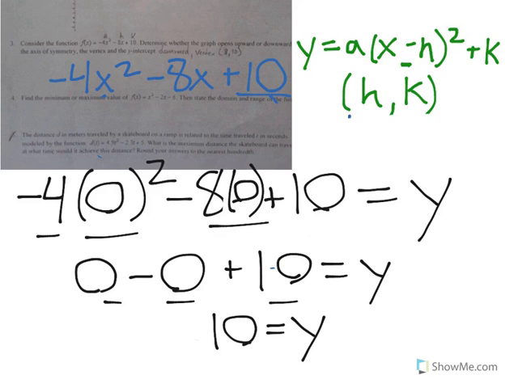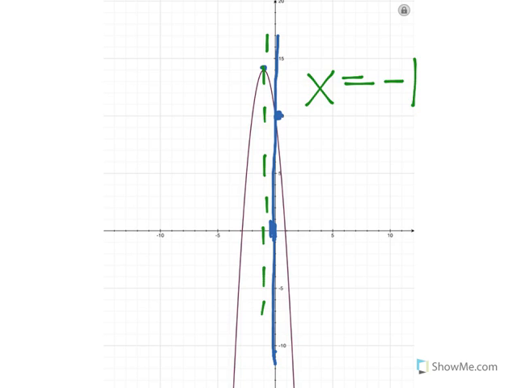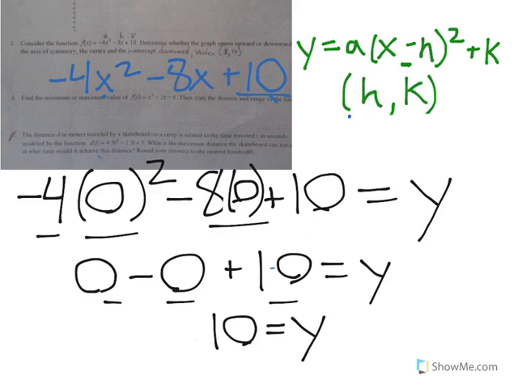So we've done it. We know the graph opens downward. The axis of symmetry was x equals negative 1. The vertex is (negative 1, 14). And the y-intercept is 10. Okay, I hope that helps.